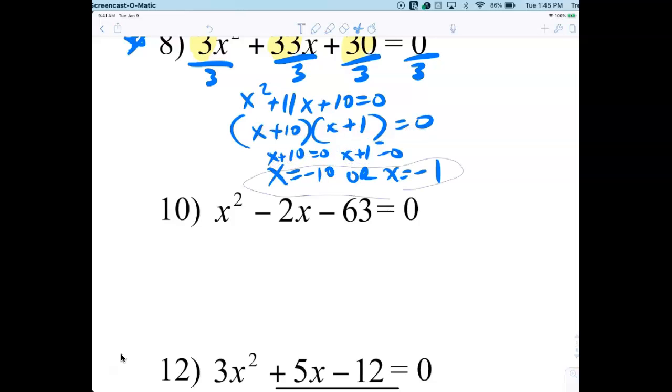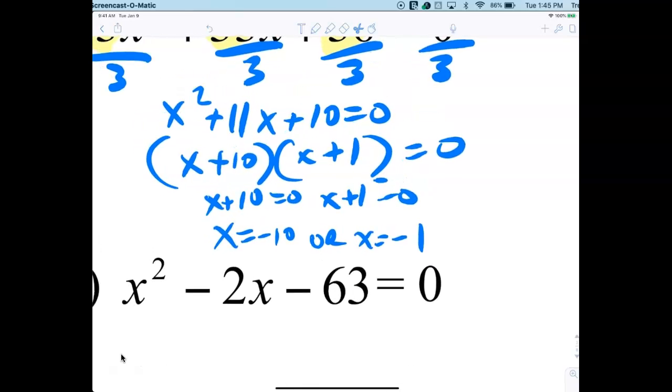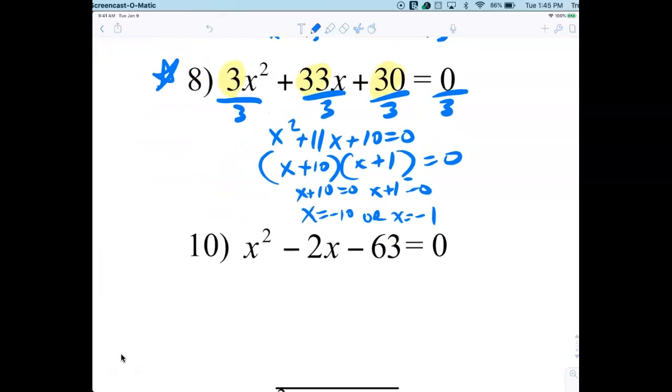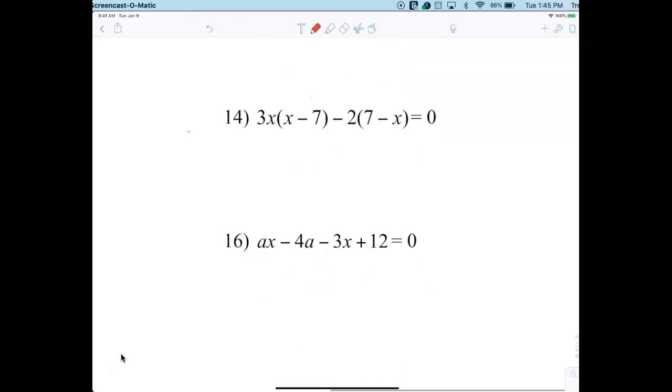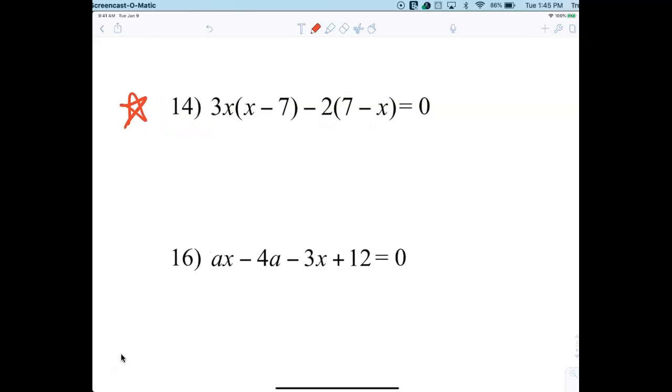No, I could. How did you get the x plus 10 and x plus 1? Well, the factors of 10 that make 11. Right? We're going to do the smiley face, right? All right, so this is how much? 10 and 1 make it 11. You agree with that now? Okay, skip 10, skip 12. Uh-oh, 14. Put a star by 14. Just like our test.